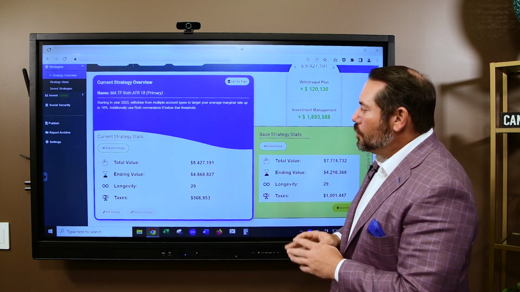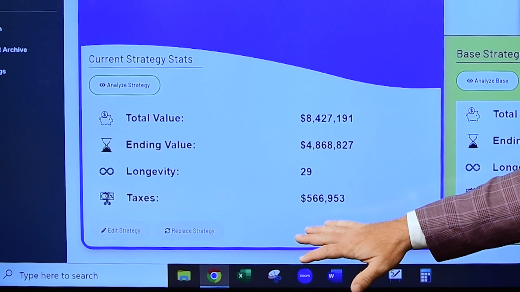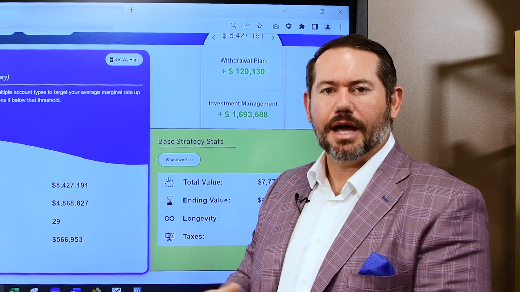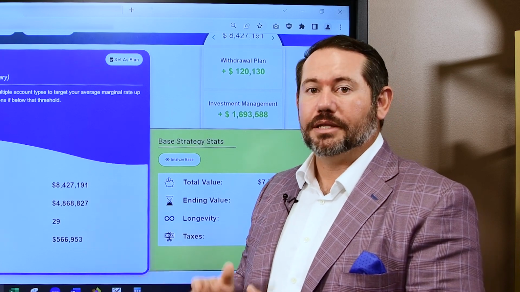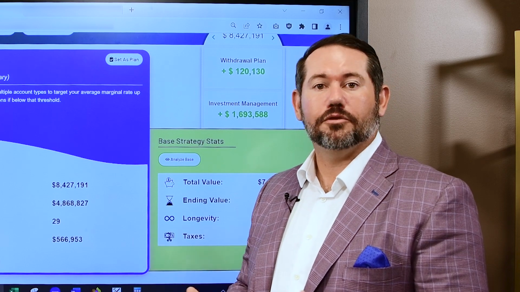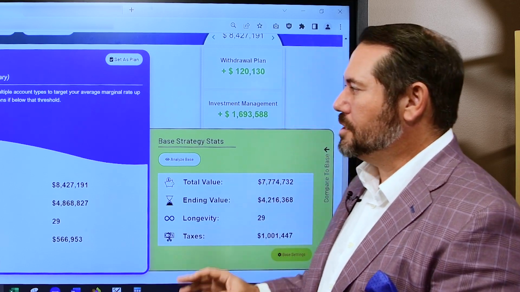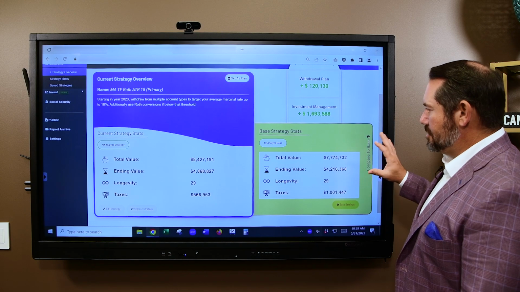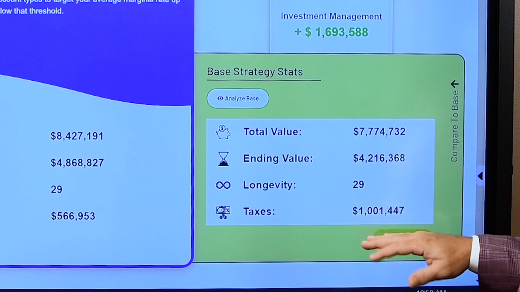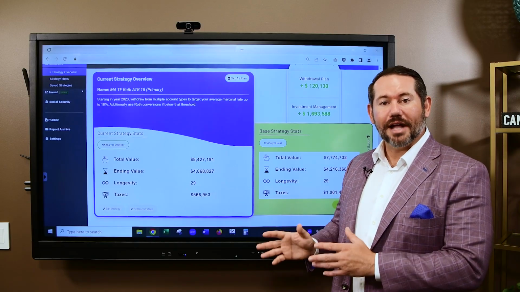So we see high level taxes paid. This is one of the top ranked strategies. A lot of times number 1 through number 10, not a huge difference, but it's really about the ongoing maintenance and management because things change so dramatically from year to year, typically when it comes to tax planning. So as we look at the base scenario over here, the conventional wisdom path, it's estimated we're going to pay about $1 million in taxes if we follow that strategy.